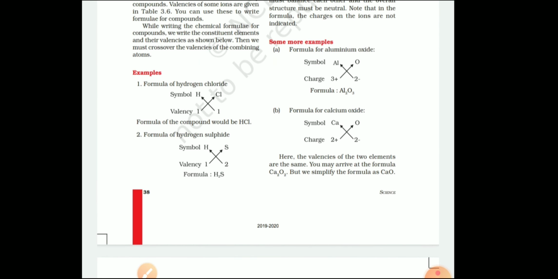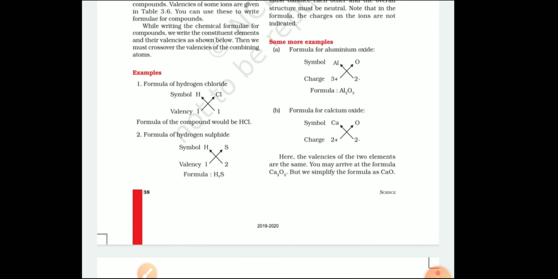Like when we talk about hydrogen chloride, this is HCl, valency is 1 and 1. When we talk about hydrogen sulfide, the sulfide valency is 2. So when we do the crisscross, the formula will be H2S. Same for aluminium oxide: the valency of aluminium is +3 and oxygen is 2. So when we do the crisscross, we get the formula Al2O3. Same for calcium oxide, where again the valency is 2. When we do the simplification, we get CaO. So you have to solve these questions today.